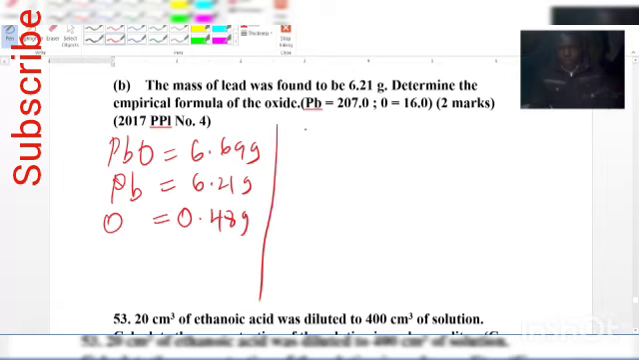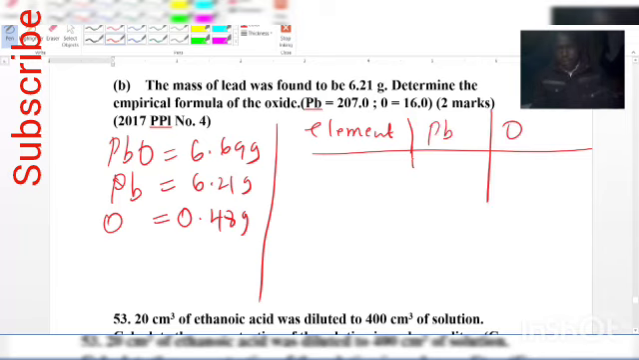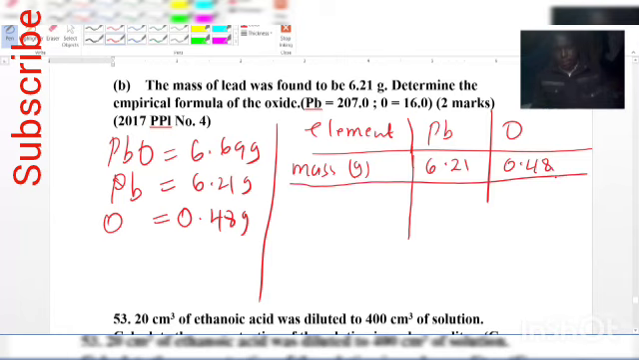So now we write element. Our elements are lead and oxygen. Mass in grams: this one will be 6.21, this one is 0.48. Next is RAM. Lead we have been given 207. Oxygen is 16, we know that.